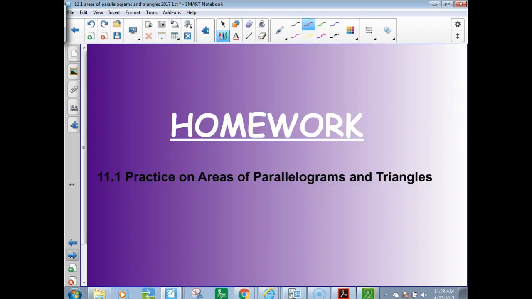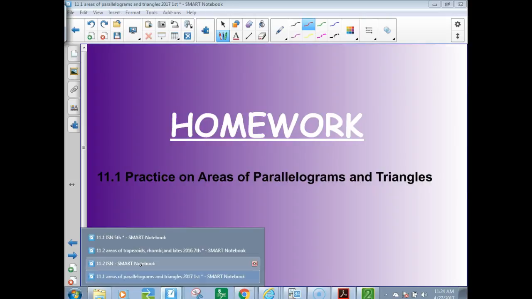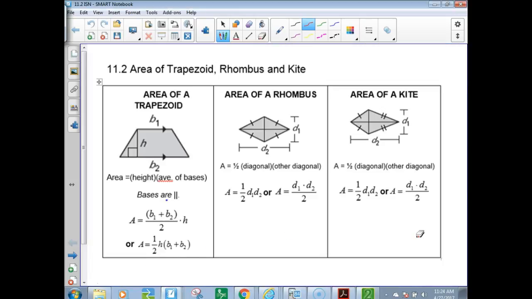Okay, you need to work on this tonight. This is what you're going to be assigned, is to work on the practice. Be prepared with questions for tomorrow on it. I'm going to start though right now the 11-2 ISN. So we're going to look at a few more formulas today. In your ISN, 11.2 starts with the area of a trapezoid, rhombus, and kite.